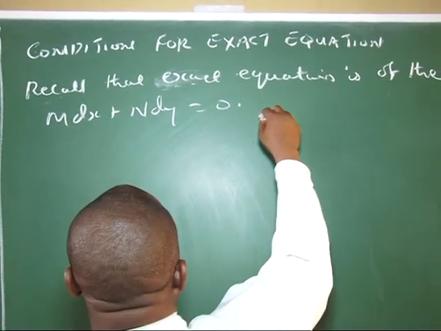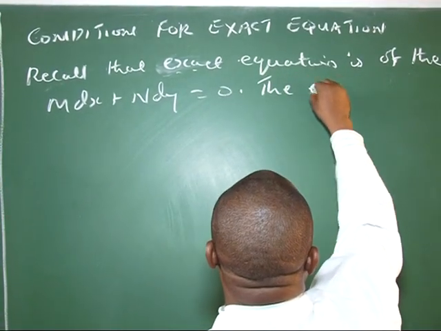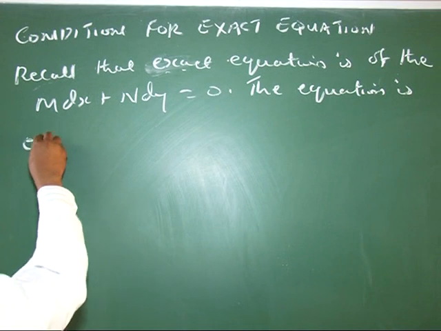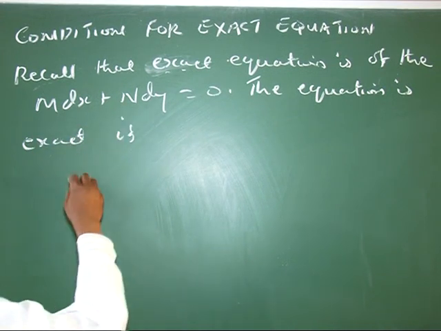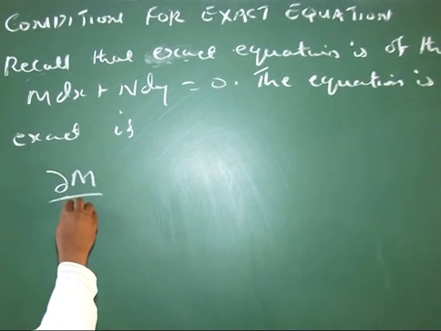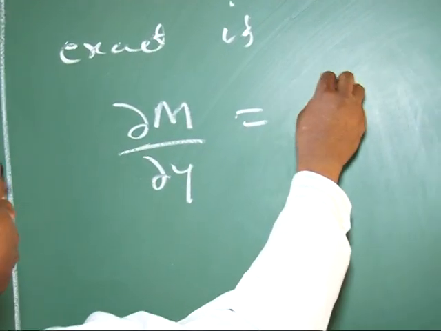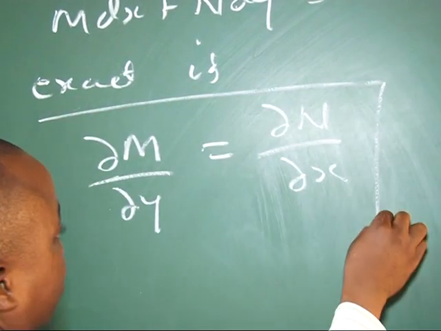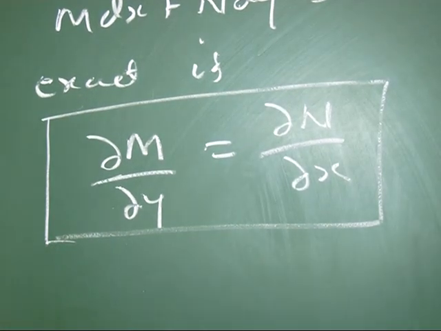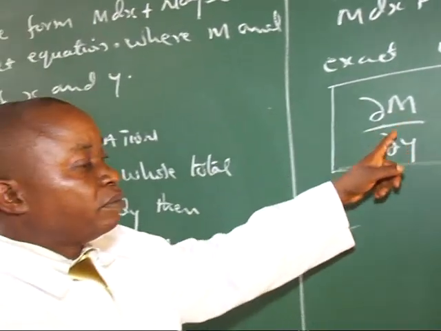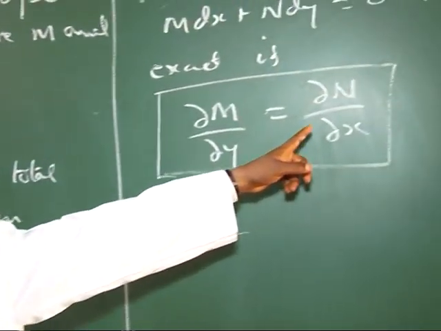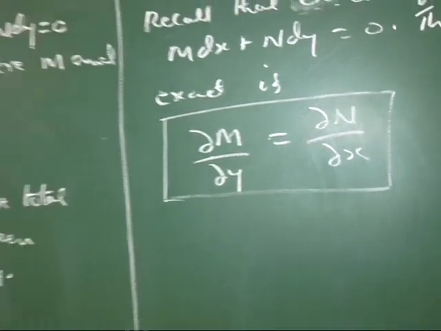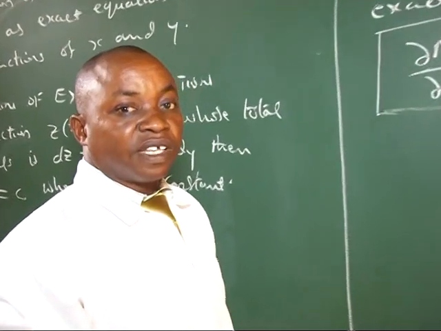Now, the equation is exact if partial M partial y is equal to partial N partial x. So this is the condition for exact. Partial M partial y must be equal to partial N partial x. Now, we will take an example and see how we can solve an exact equation.